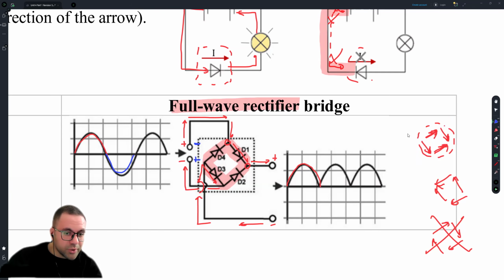Okay. How about the blue side? Let's follow the blue line. Now the blue means the bottom terminal is positive. So it goes down, goes to the right, reaches a junction, left or right. Left is blocked off. So it goes right through D2. Then it meets the next junction, left or right. Left is completely blocked off. So it goes right. Oh, this is still positive. So what reaches the output, this is negative. So it flows this way on the way back.